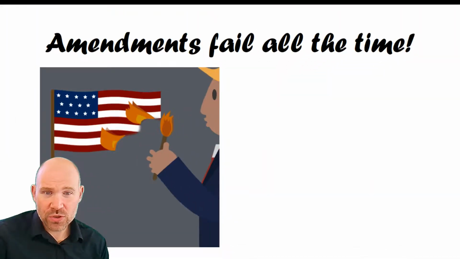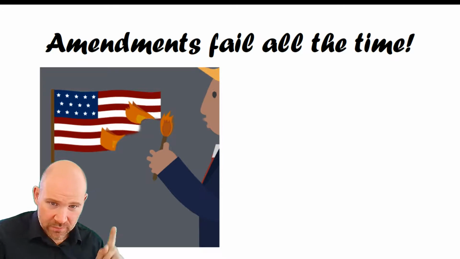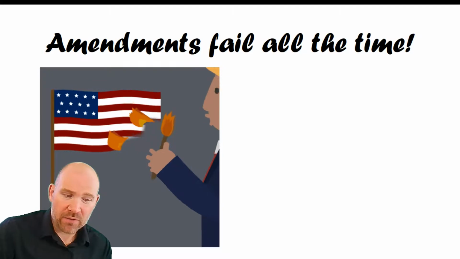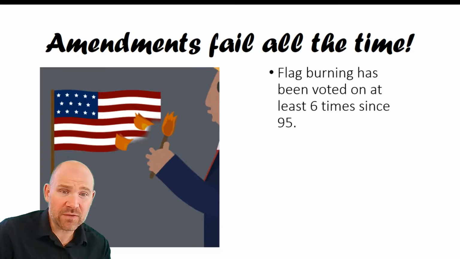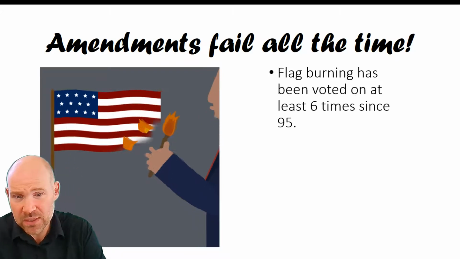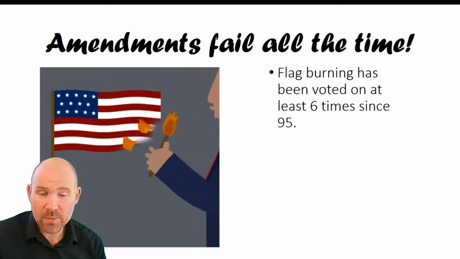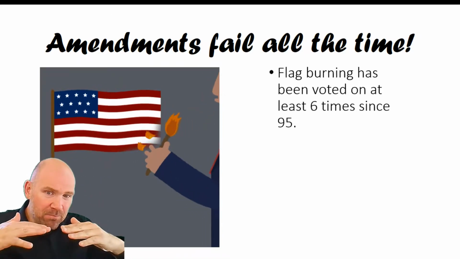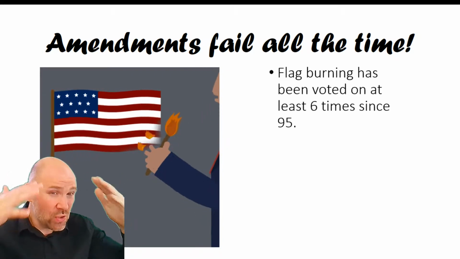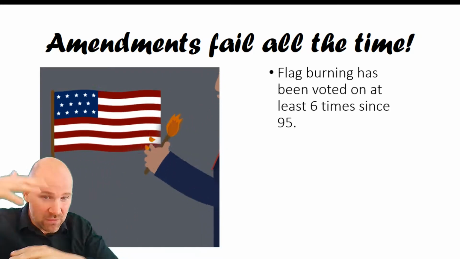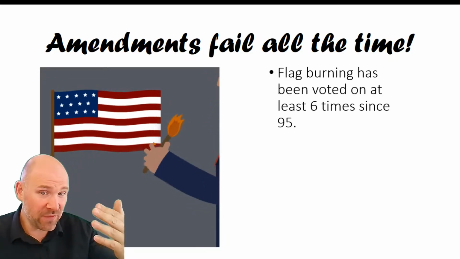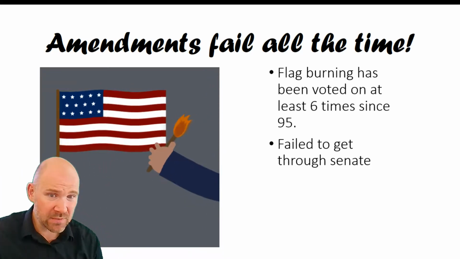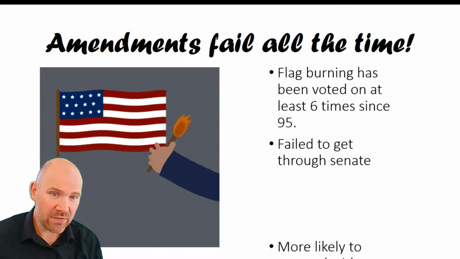Next point to know is that constitutional amendments fail all the time. There's been a constitutional amendment to try and outlaw flag burning, setting fire to the American flag, and it's failed over and over again. In fact, it's been voted on at least 6 times since 1995, and it's not alone. There will be many, and there will continue to be many constitutional amendments that some people think is a good idea, but because the bar to get through is quite high, 2/3 of the Congress and 3/4 of state legislatures, you're going to need a significant majority, or to use the key phrase, a supermajority, to have any chance of getting through. Flag burning has made it through the House of Representatives, but it never made it through the Senate.